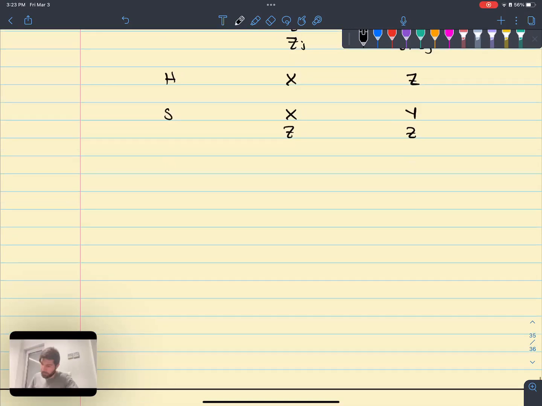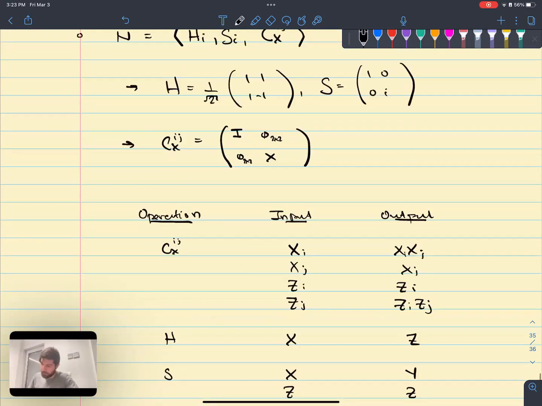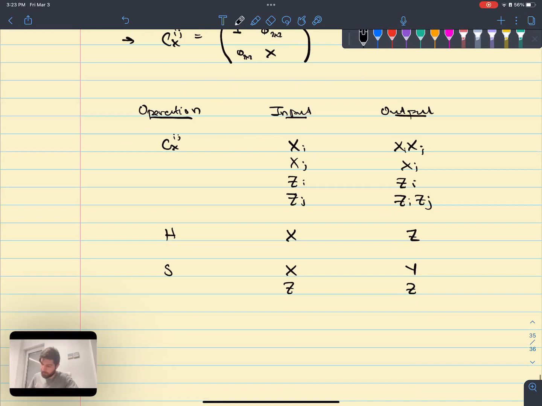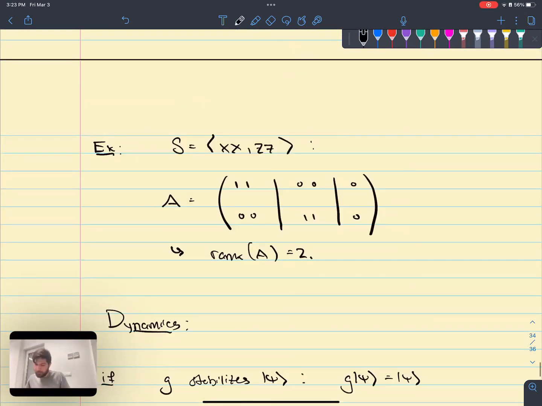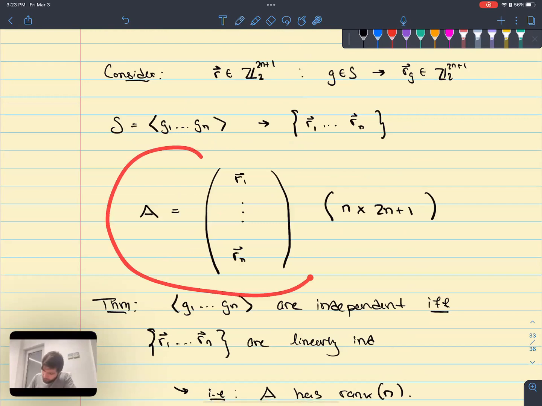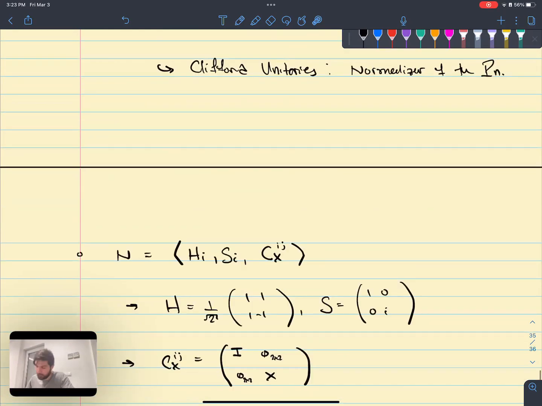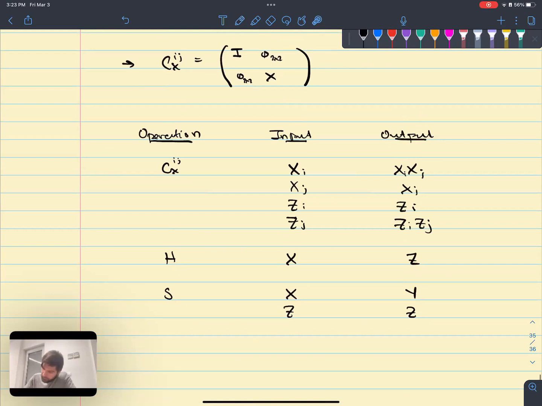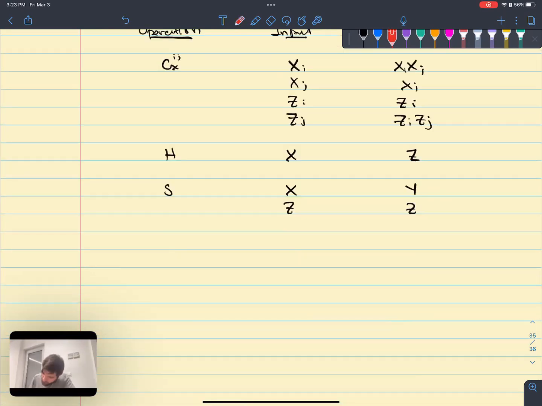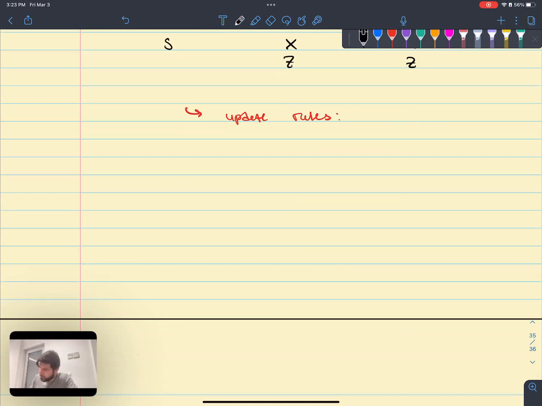Okay, yes. So now we have this idea that, say I have a check matrix given in this form. Now, if I perform one of these unitaries, how can I update what I know about this thing? And how difficult is it for me to do that? Well, essentially, what you need are these rules right here. These are the update rules.